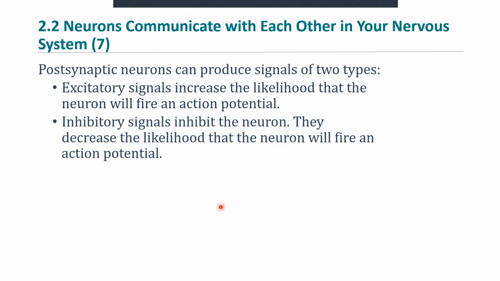Postsynaptic neurons can produce signals of two types. I kind of mentioned this earlier, but real quick, they can produce excitatory signals that increase the likelihood of an action potential. It's kind of like one neuron telling the other one, pass this message on, get excited, spread this message to other neurons. Or it can be an inhibitory signal. This decreases the likelihood that the neuron will fire an action potential. It's basically a message like, stop firing. You don't need to pass the message on anymore.